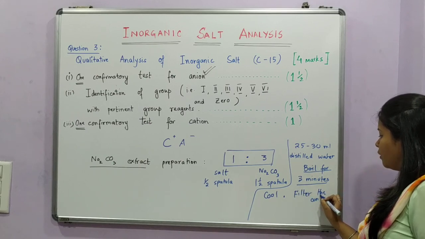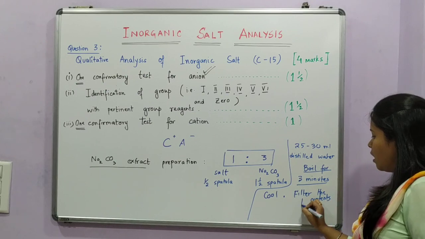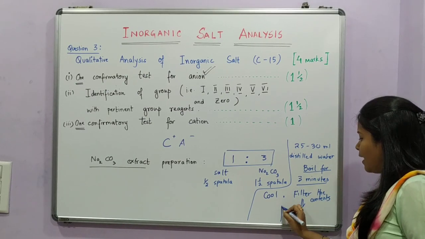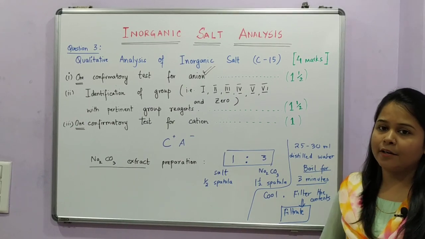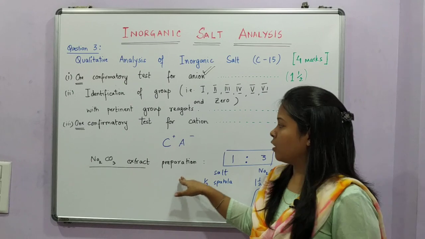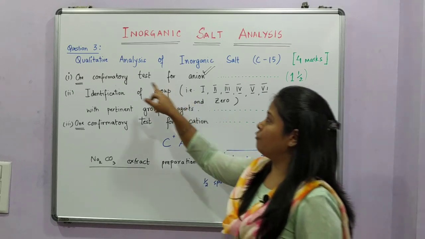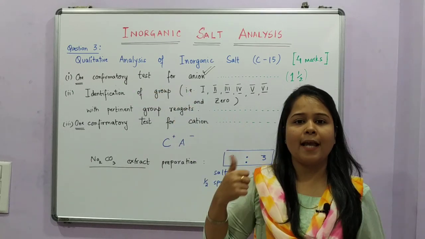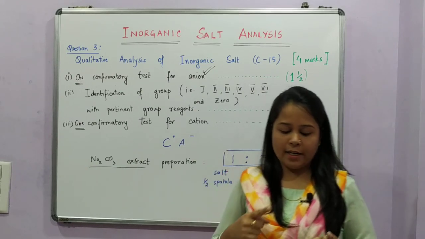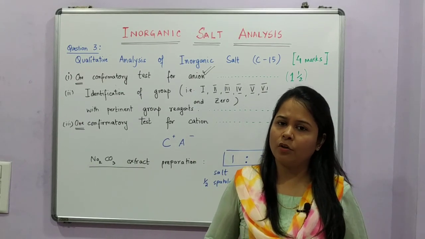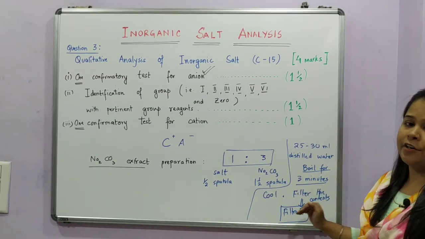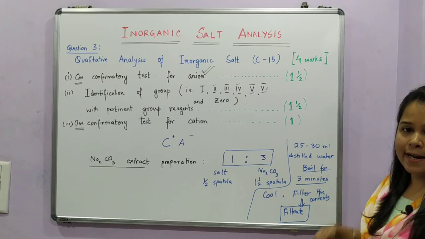The filtrate that you would be getting is your desired sodium carbonate extract, with which you would go for the confirmatory test for the anion. Right? It could be the nitrate test, the brown ring test, it could be the sulfate test, it could be the chloride test, it could be the acetate test. So this filtrate is what we would be needing next.